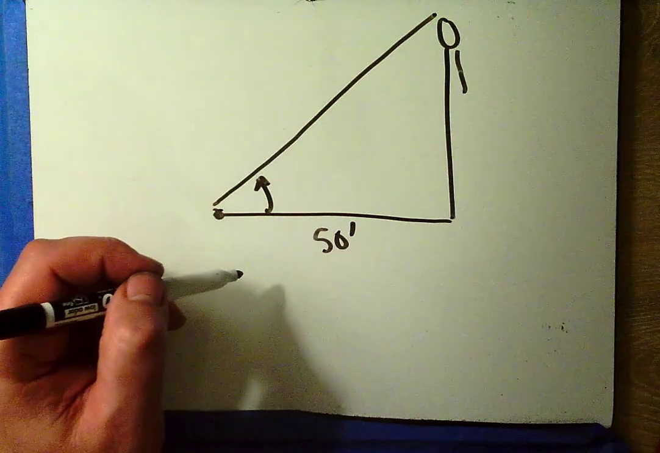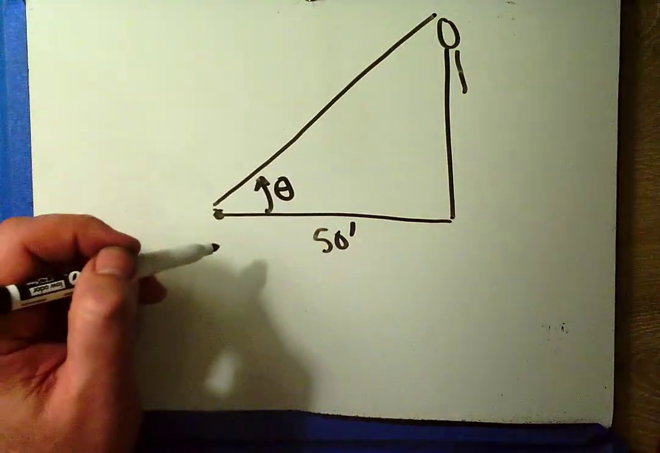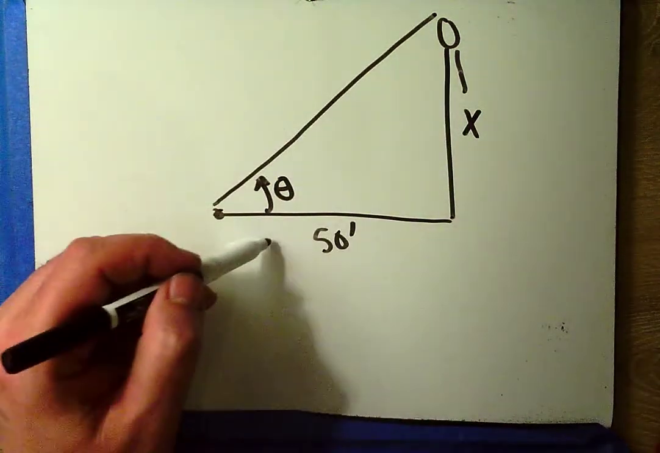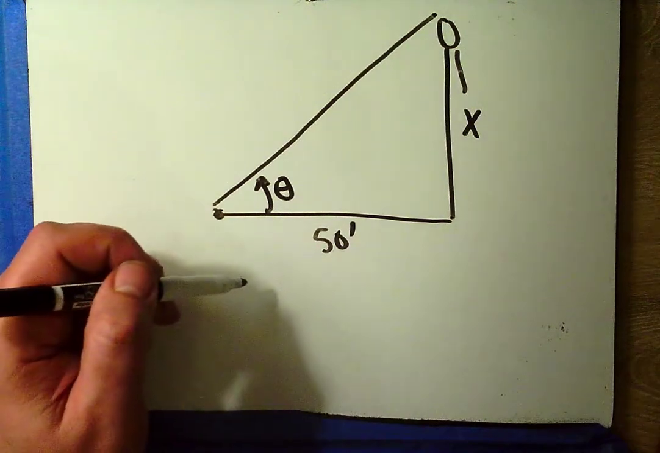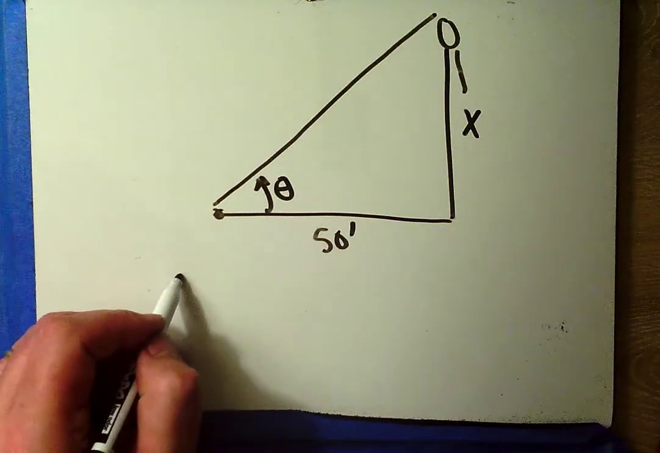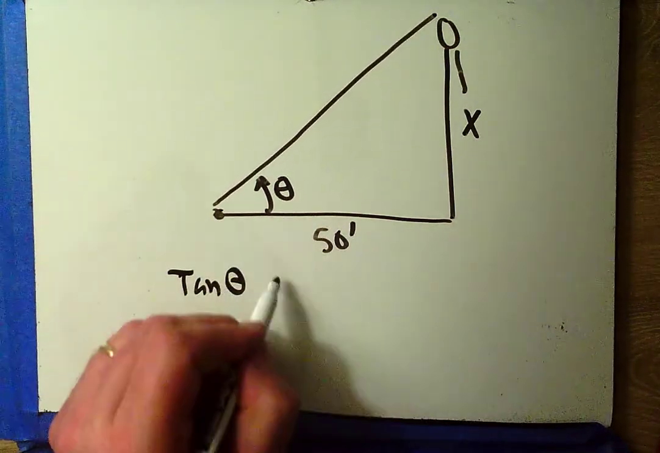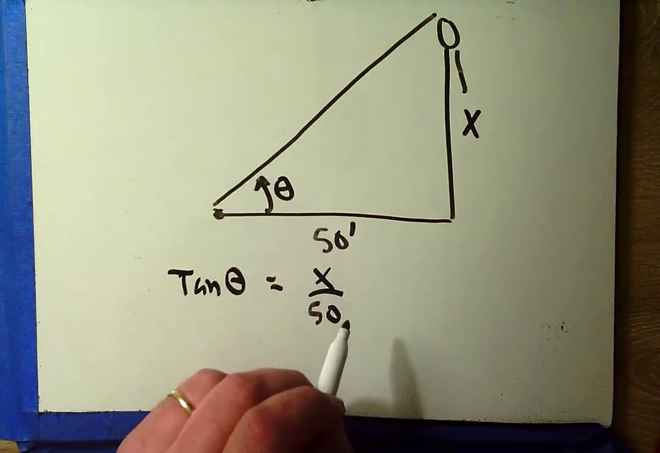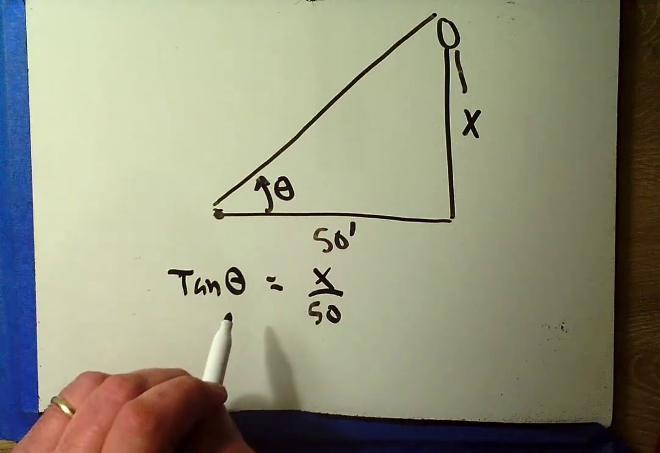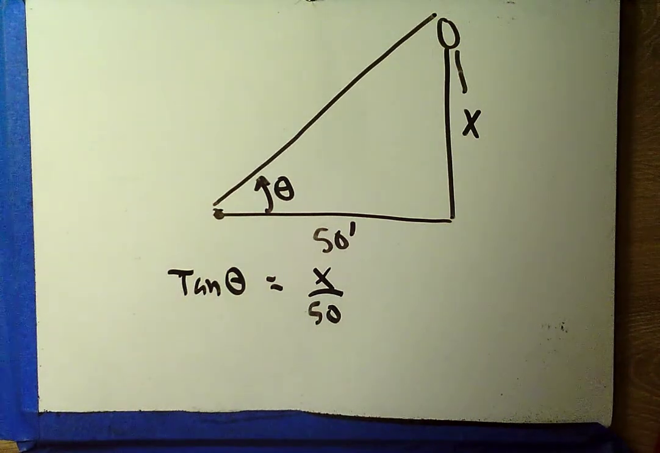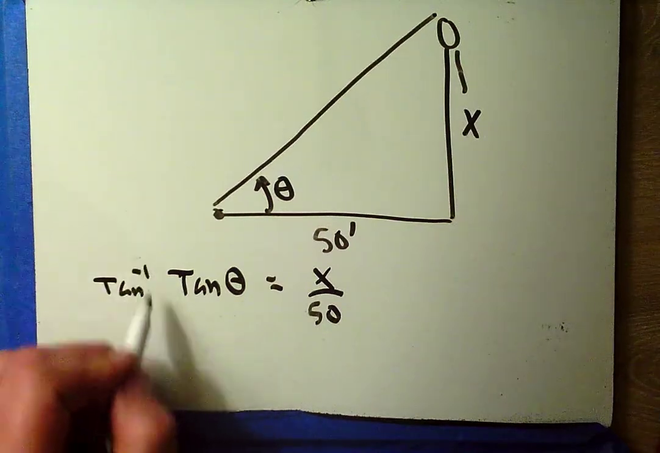Write a function for the angle of inclination of my neck, theta. There's theta in terms of the height of the balloon, x, when I'm 50 feet away from the point below. Well, if I think about this as a trig function, I see opposite and adjacent. And I want to say that tangent of theta equals x over 50. But be careful. This says a function of theta. Write a function of the angle of inclination in terms of x. So I need to solve for theta.